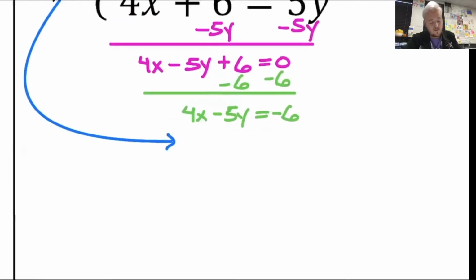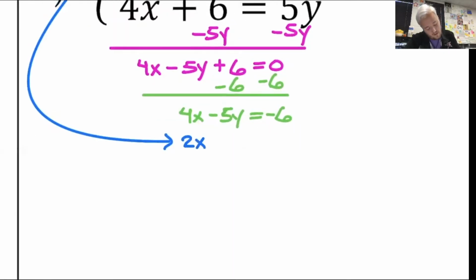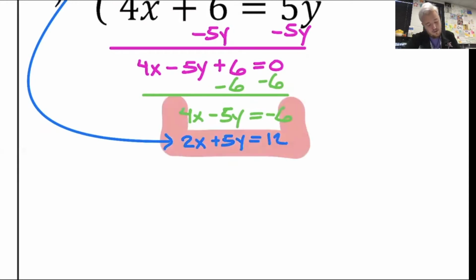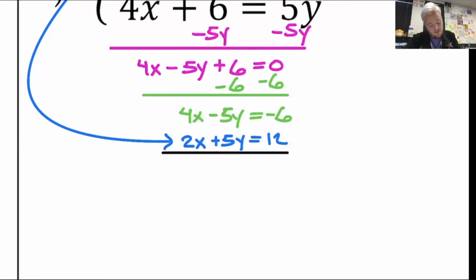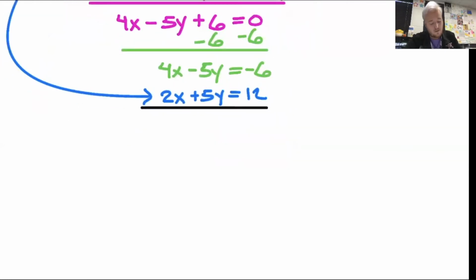So 2x plus 5y equals 12. So this is the system that I really am going to be looking at right here. So everything is vertically aligned. So my 5 values, or my y values, those are inverses of each other. So that's going to be my 0 pair. So I'm good to just start adding values together.